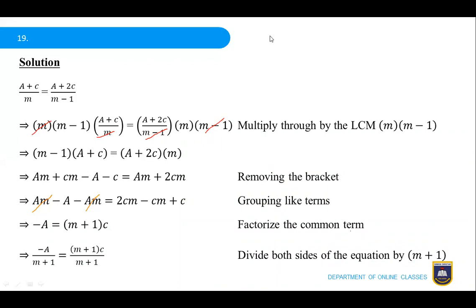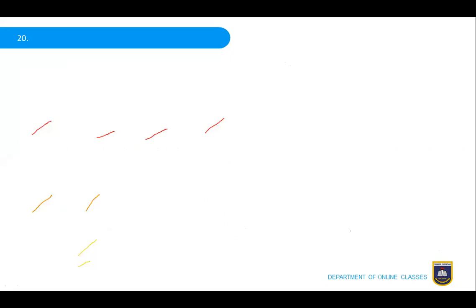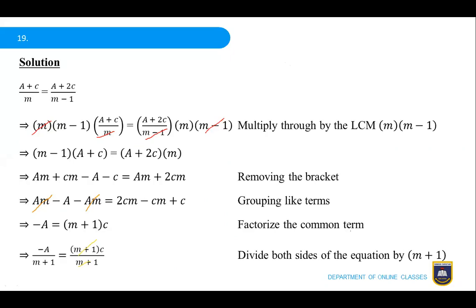We simplify this side of the equation too, and that will give us, so this will cancel out this one. And your C will now be equal to negative A all over M plus 1. That is the solution to this problem.